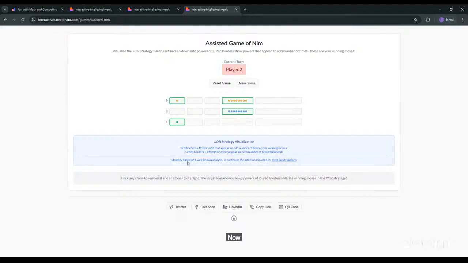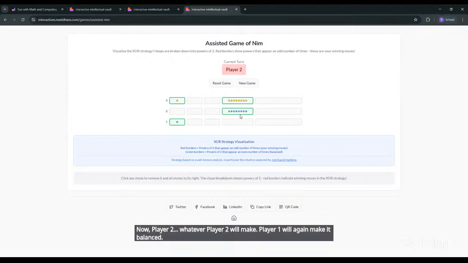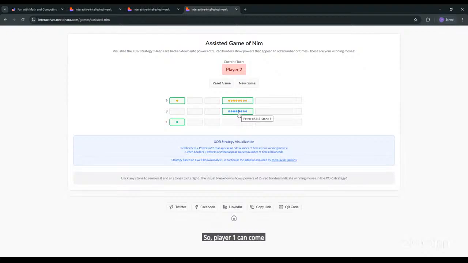now whatever player 2 does, player 1 will again make it balanced. Player 2 comes and takes this, and now player 1 has to balance it again. So to balance it, player 1 can create two fours, so it will create 4 less and remove this one.